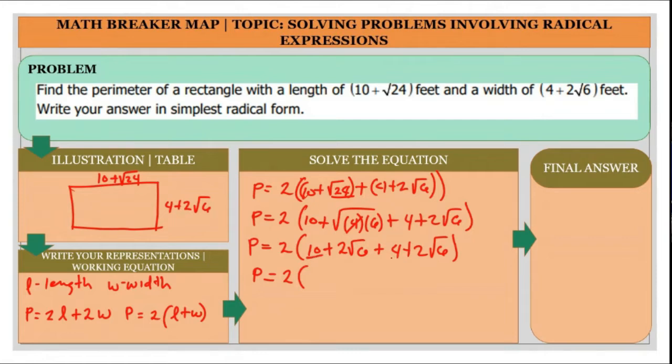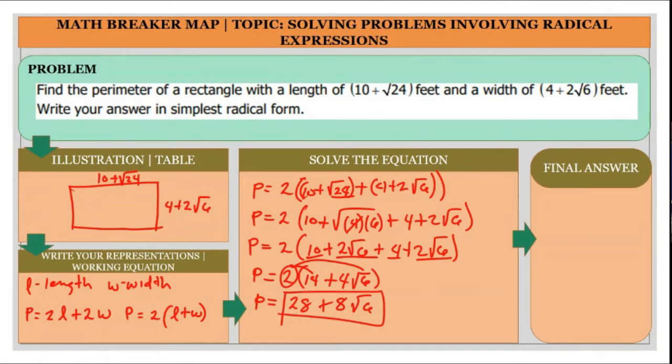So 10 and 4 are similar, so that will become 14, plus 2 square root of 6 and 2 square root of 6 are both similar radicals. So we will be combining and adding the coefficients of the two radicals. So 2 plus 2 here will become 4 square root of 6. Now we have 2 as a multiplier of the binomial, so I will just distribute 2 to the two terms. So 2 times 14 is 28 plus 2 times 4 will be 8 square root of 6. So this will be our P.